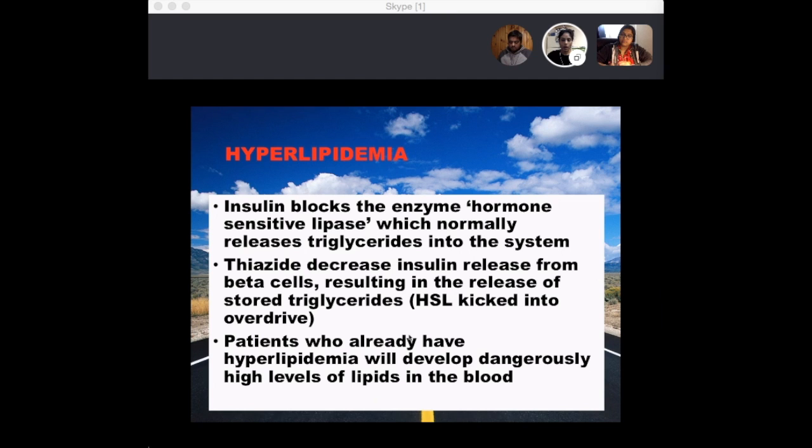Okay, and then to allude from that idea, the hyperlipidemia is connected in the sense that insulin blocks the enzyme hormone-sensitive lipase, which normally releases triglycerides into the system. So thiazides are going to decrease insulin release from the beta cells, which results in release of stored triglycerides. So hormone-sensitive lipase is in overdrive, and patients who already have hyperlipidemia are going to end up developing even higher levels of lipids in the blood.